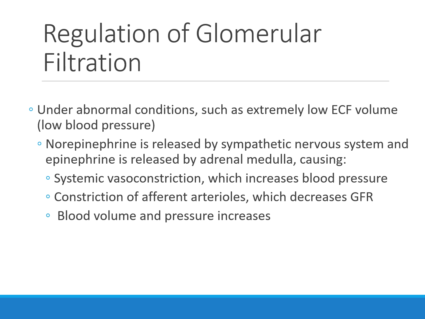Under abnormal conditions, such as extremely low extracellular fluid or low blood pressure or low blood volume, norepinephrine is secreted by the sympathetic nervous system, and epinephrine is released by the adrenal medulla of the adrenal glands, which causes systemic vasoconstriction, which will increase the blood pressure, and constriction of the afferent arterioles, which decreases the GFR. Then it causes your blood volume and your blood pressure to increase.